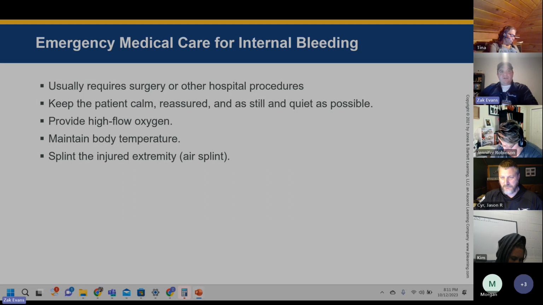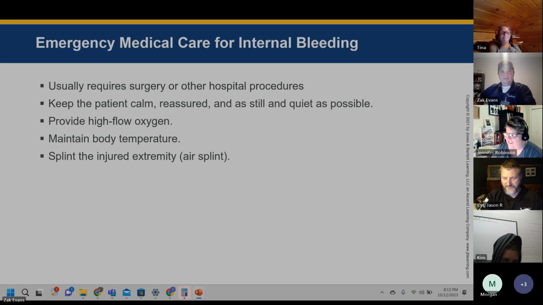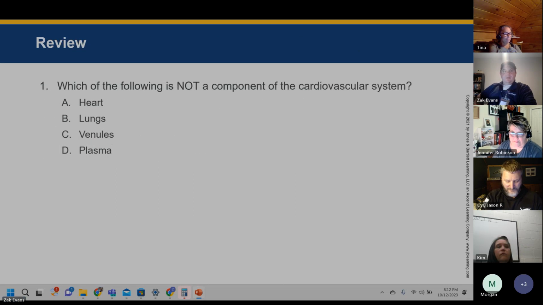So medical care for internal bleeding usually requires surgery or other hospital procedures. Unfortunately, we're not going to be doing that in the back of an ambulance. Keep the patient calm, reassured, and as still and quiet as possible. You're going to provide high flow oxygen, maintain body temperature, and splint the injury or extremity if needed. They really like air splints in this lecture. All right, but I guess we're going to get to the review part.